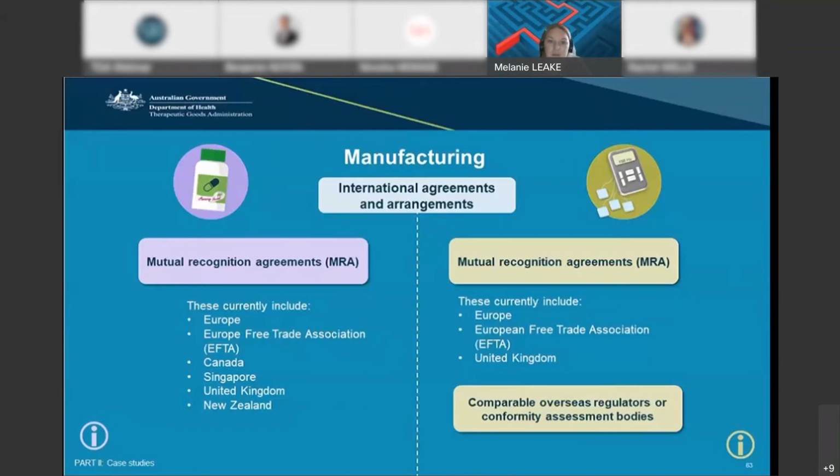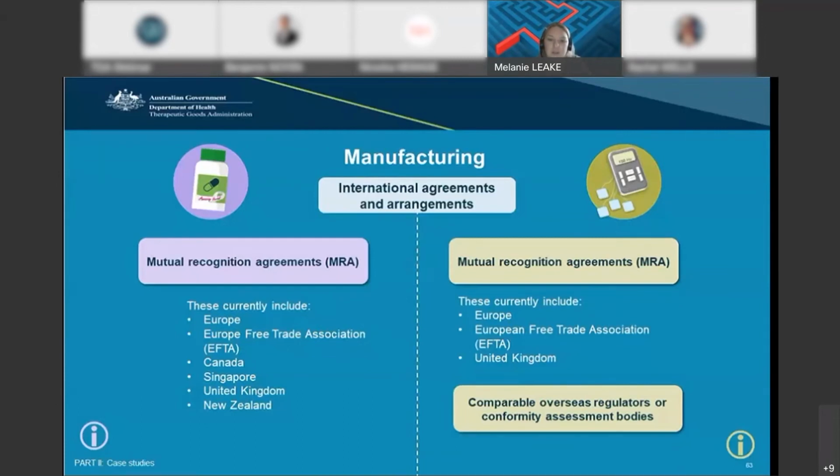For devices, we have a mutual recognition agreement with Europe and the UK. MRA certification is issued under Australian law and treated much like TGA certification. We also have comparable overseas regulators or conformity assessment bodies, which include all of the countries and regulatory authorities I mentioned earlier. Applications for inclusion using these may be subject to audit, and audit is mandatory for some high-risk devices.